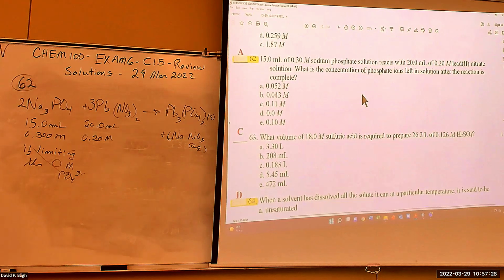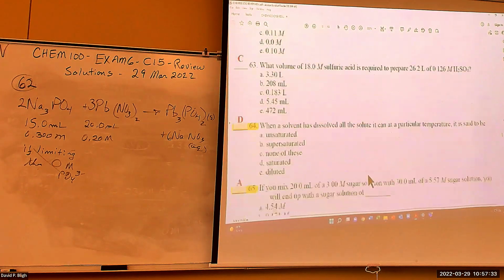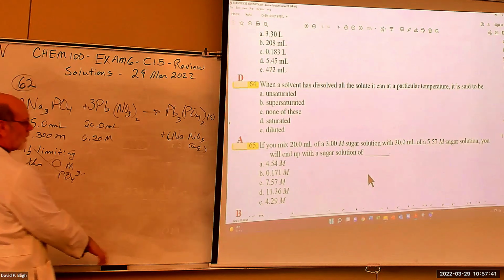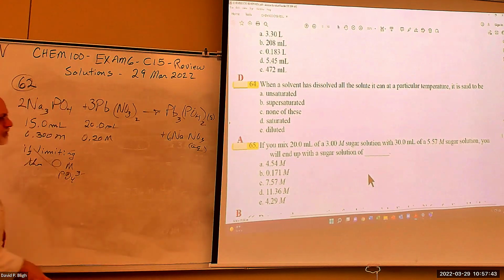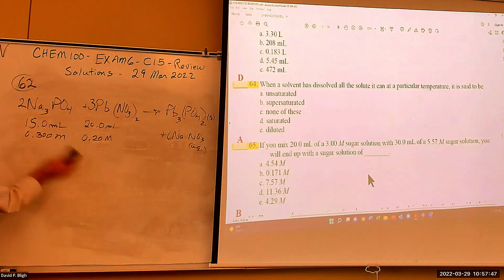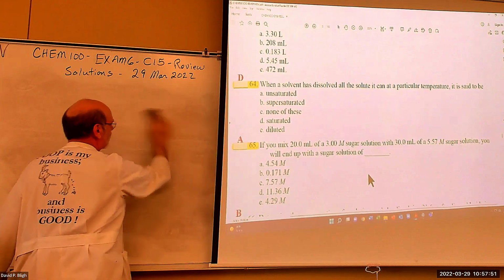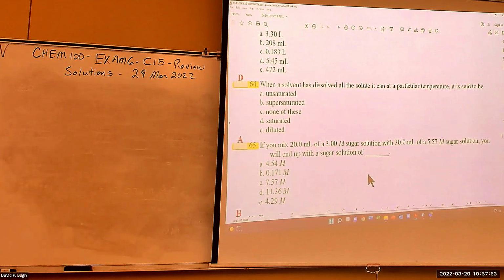I see that 64 down there. We didn't look at that. It's a definition. When a solvent has dissolved all the solute that it can at a particular temperature, it's said to be, say what? Saturated. Yep. If it holds all it can hold, it's saturated. I've got 3 minutes.